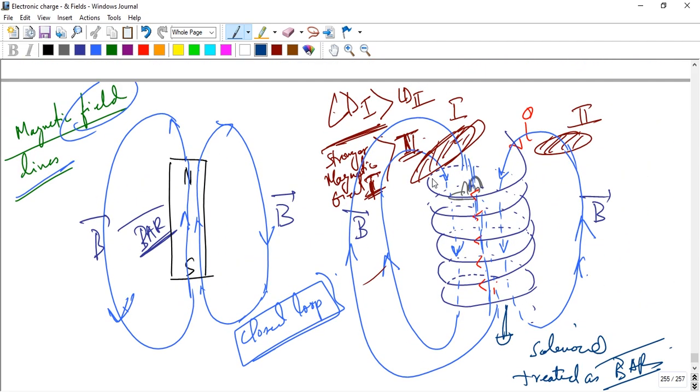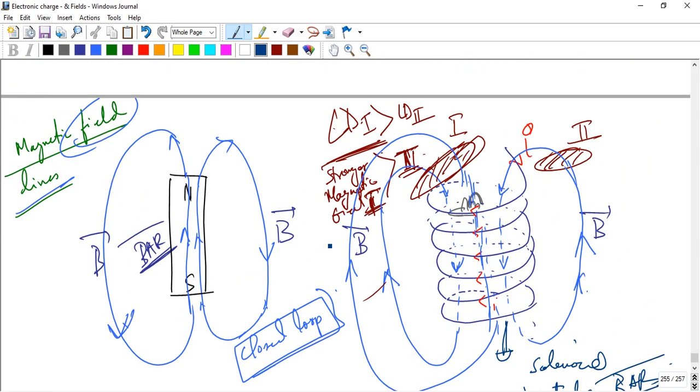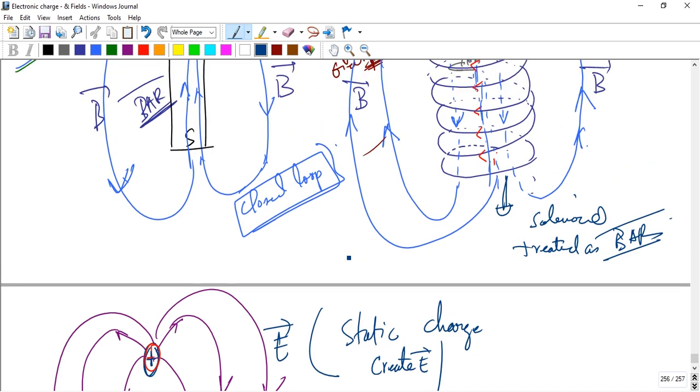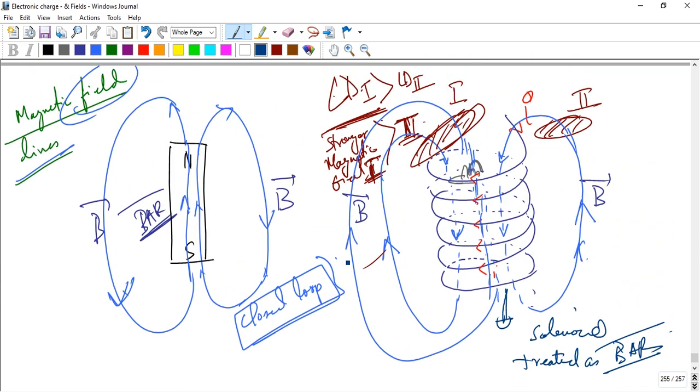Here a magnetic field is created by a moving charge. You remember that key point. Remember that a single charge creates an electric field. If the charge is moving, then the moving charge creates a magnetic field.